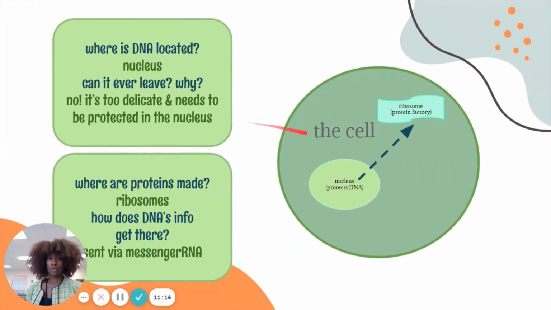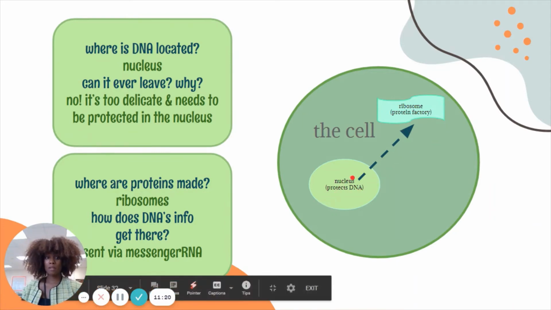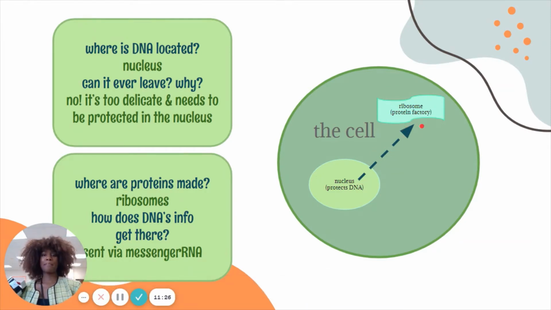Proteins are made on the ribosomes. That's the protein factory, the ribosome. And how does DNA's information get there? This arrow is representing the movement of mRNA, messenger RNA.